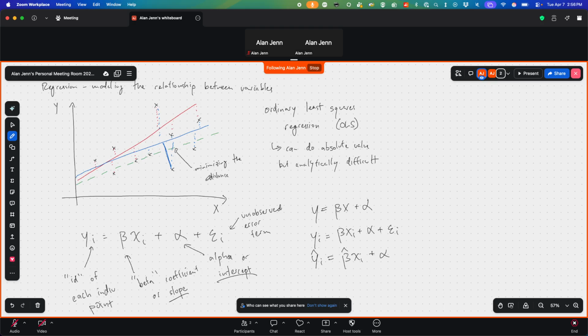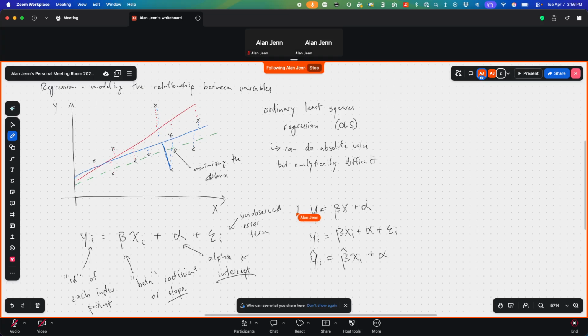So let me label these 1, 2, 3. Equation 1 is a variation of this general regression line that is essentially describing the true relationship between our y's and x's.